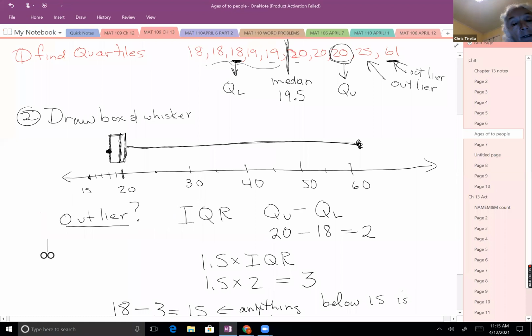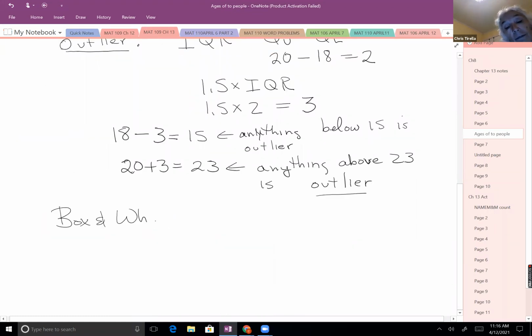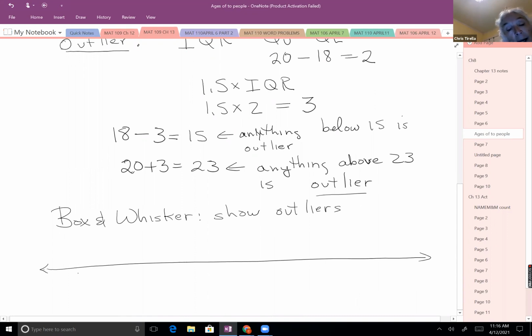And so for this box and whisker, if I wanted to show outliers, I'd again have my number line. My minimum and my first quartile are 18. My median is 19 and a half. My upper quartile is 20. And then for those other two, to show that they're outliers, I would just put points, but not connect the points.